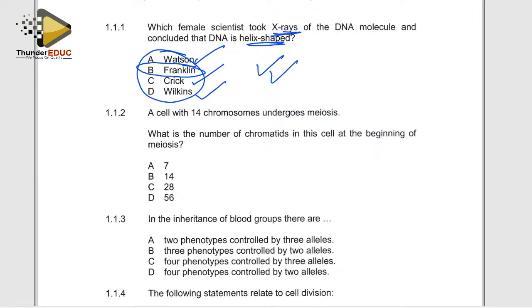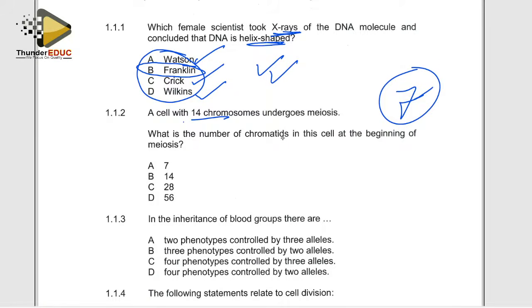A cell with 14 chromosomes undergoes meiosis. In this case, they're saying a cell with 14 chromosomes. They didn't say that this is a diploid, homologous chromosome. They just said a cell with 14 chromosomes. So it means that they're just talking about 14 chromosomes. If they were homologous, then automatically it would mean that there are 7 chromosomes. So a cell with 14 chromosomes undergoes meiosis.